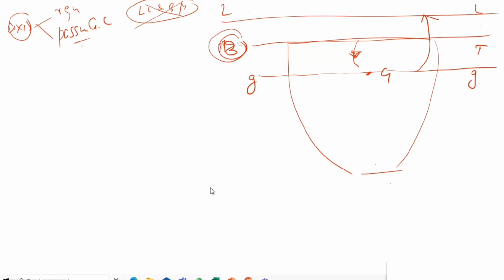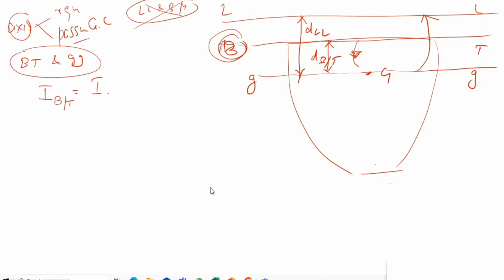Okay. So now guys, if I have to apply the theorem of parallel axis between BT and GG, now this distance is dBT, we already know in our working. This distance we know is DLL in our working. Tell me, between BT and GG, what is the expression for theorem of parallel axis? IGG plus area. Very good. You are saying IBT is equal to IGG plus area into DBT square. Does everybody agree? Yes.